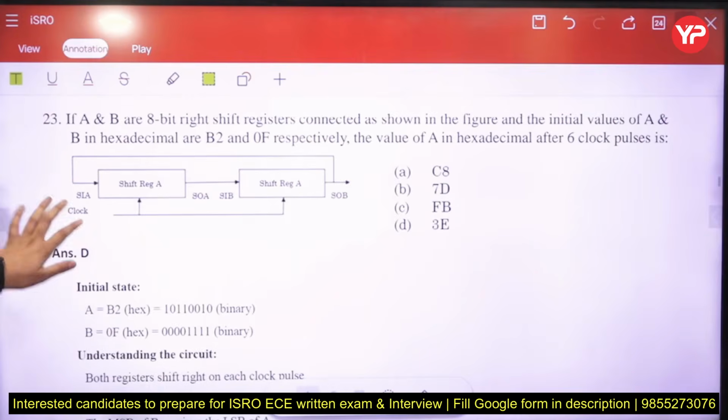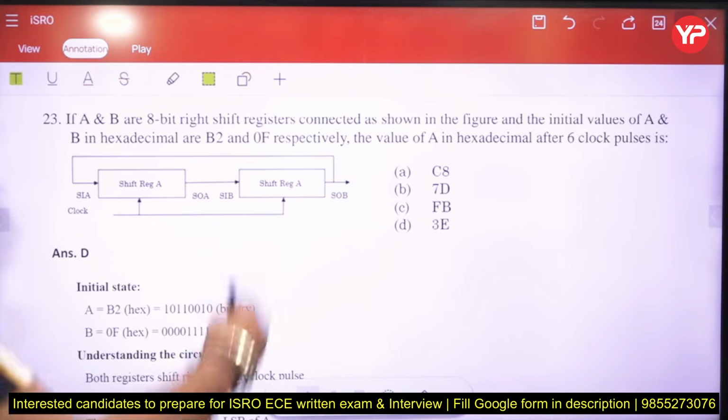Okay, next question: if A and B are 8-bit right shift registers connected as shown in the figure, and the initial values of A and B in hexadecimal are B2 and 0F respectively, what is the value of A in hexadecimal after 8 clock pulses? These two registers are 8-bit right shift registers. They will shift the sequences towards the right.